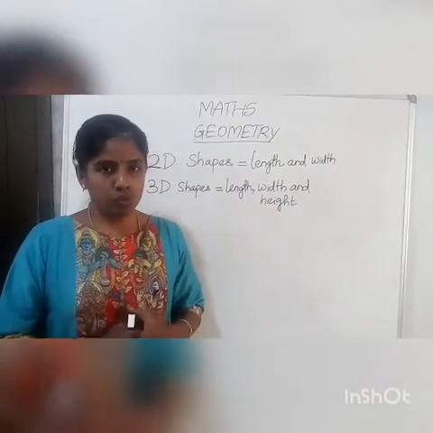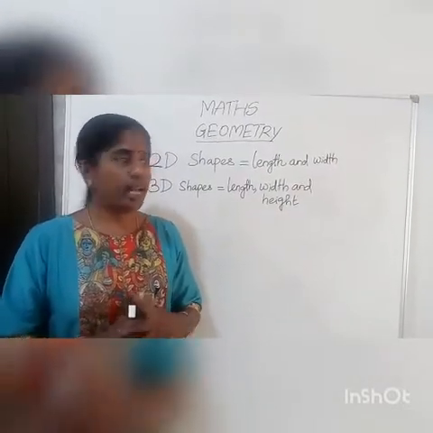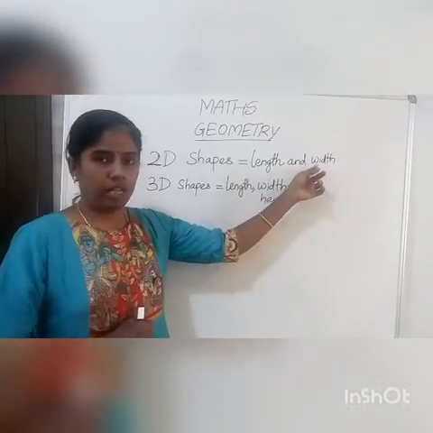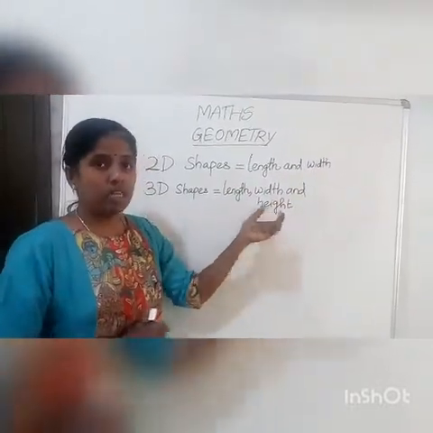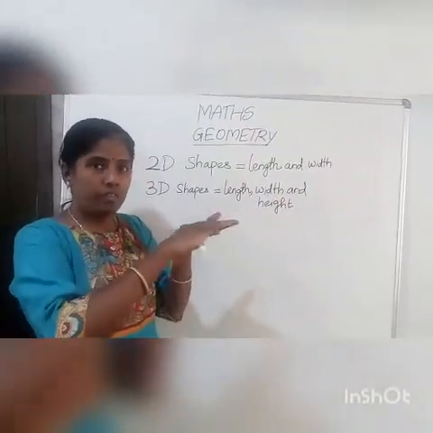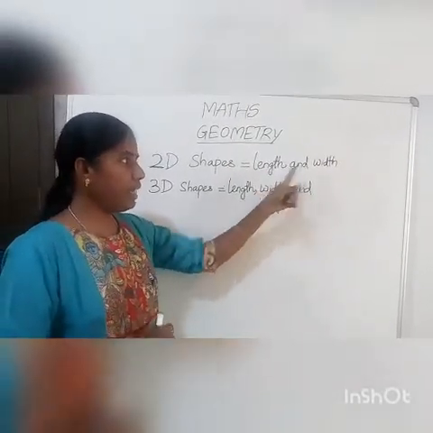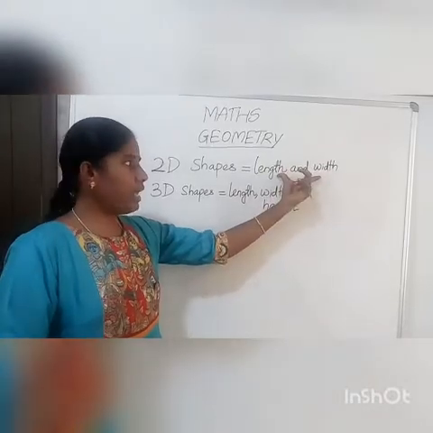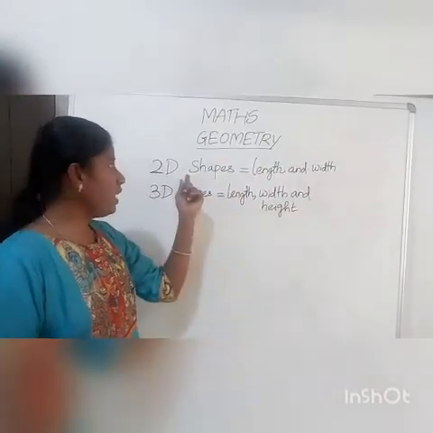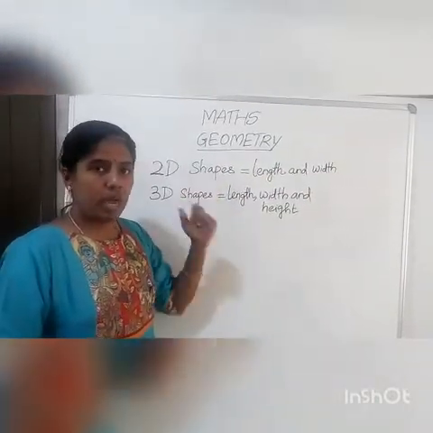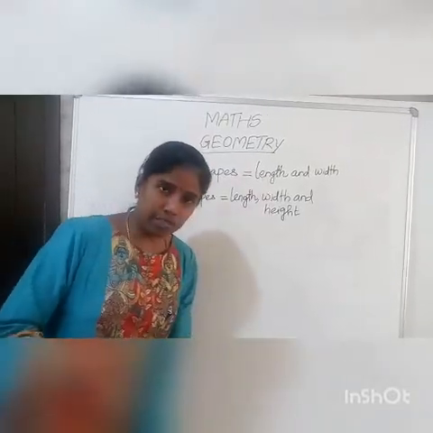So those 2D shapes will have only length and width. Okay, they will not have the height. So it will be a flat face. It will not have the height. So it will have only length and width. So only two dimensions are there. That is why they are called 2D shapes. So under 2D shapes, what are the shapes that we learned?